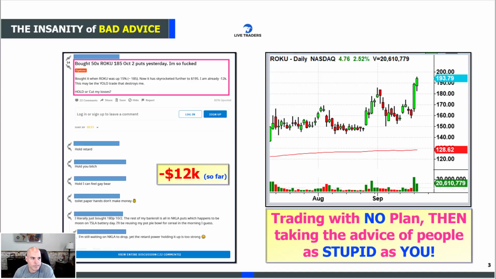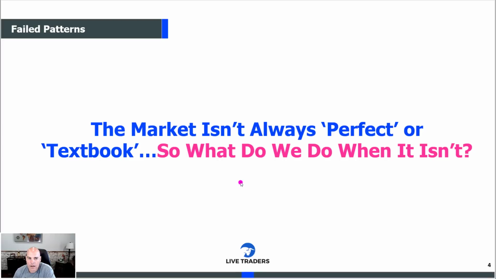The market isn't always perfect or textbook. So what do we do when it isn't? Okay. So that's where these failed patterns, shakeouts, reversals come into play. And I think there's an area here, like I said before, that we don't talk about enough. And I think there's a lot of opportunity here to make more money. One of the things you're going to notice, though, and not on all of these, is that you have to be pretty nimble in certain circumstances to get these, particularly as they relate to shakeouts. All right. But you have to be somewhat nimble to take advantage of this stuff.